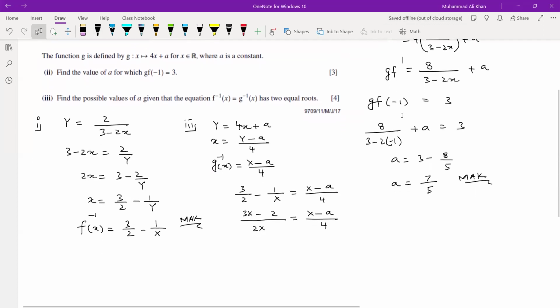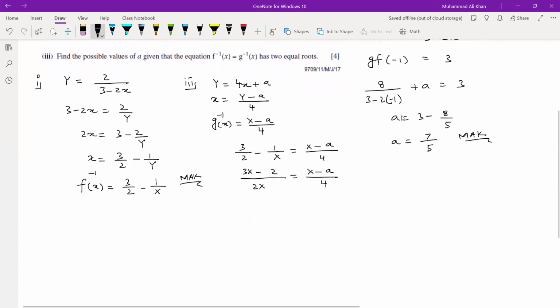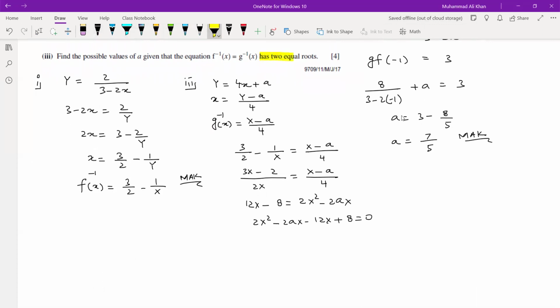Now, cross multiplication, 4 3s are 12x minus 4 2s are 8 equals to 2x squared minus 2ax. Now, 2x squared minus 2ax minus 12x plus 8 equals to 0. The condition is it has two equal roots. Equal roots means discriminant is equal to 0.